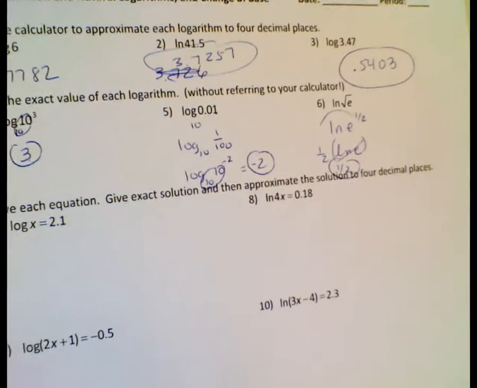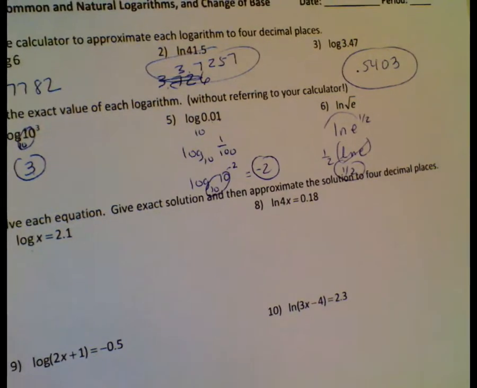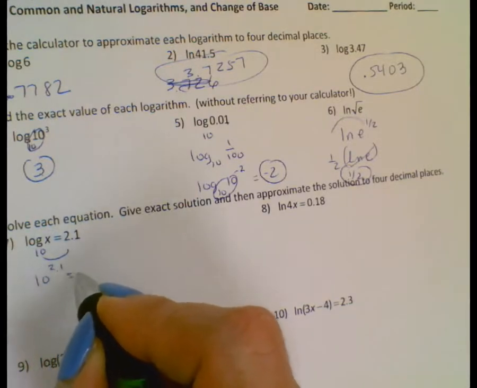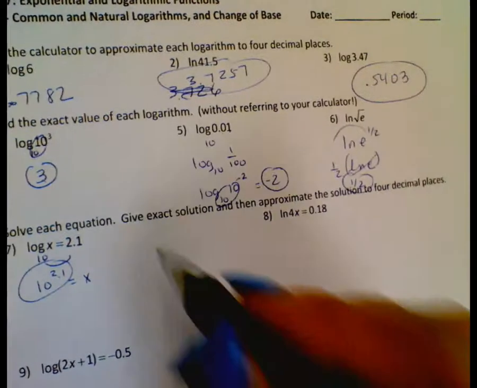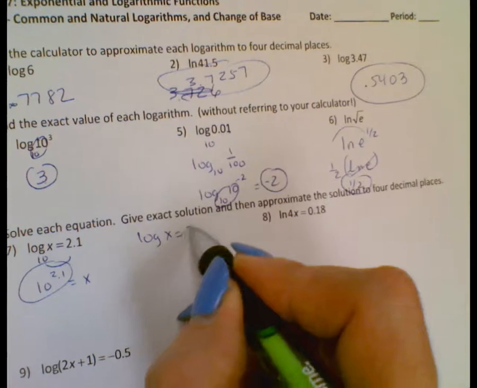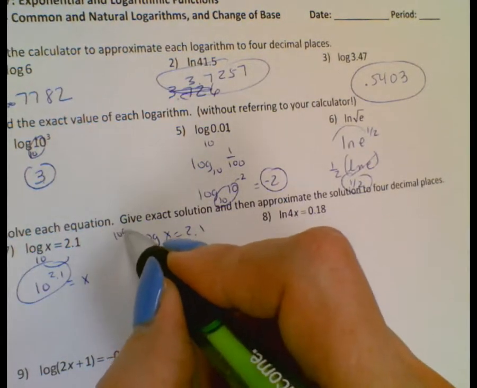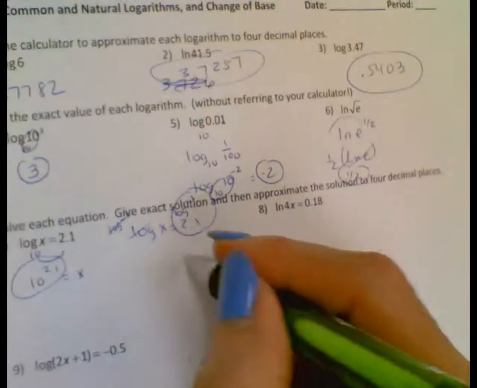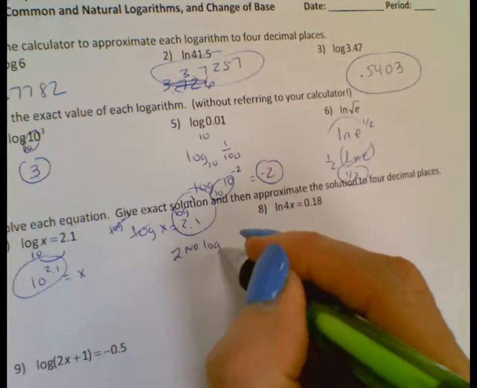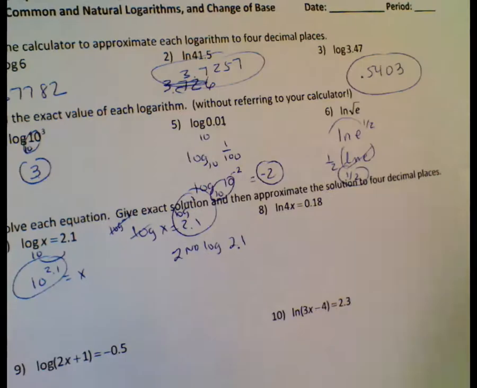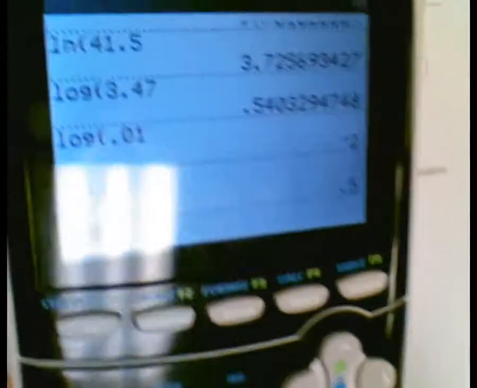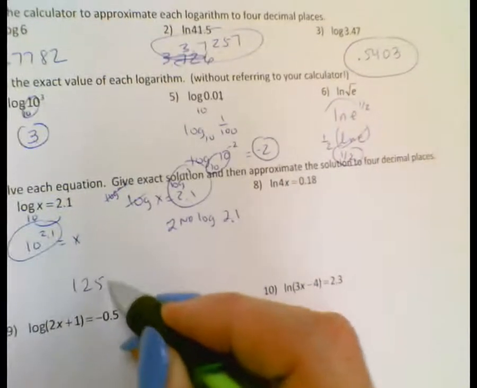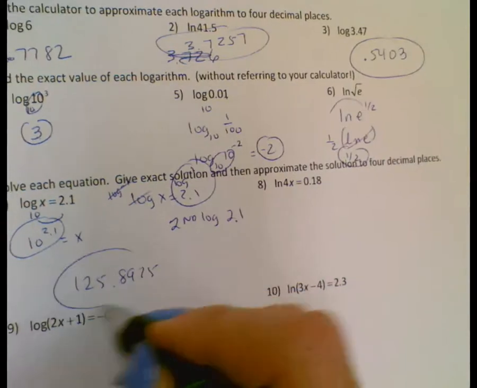Solve each equation, give exact solutions and an approximate solution to 4 decimal places. So if you do swoop, put a 10 in. It's 10 to the 2.1 equals x. Punch that in your calculator. Or if you want to do the inverse log, you press log inverse to get rid of it on this side and press log inverse here. So on your calculator, you'd press second log 2.1. But I'm just going to press in the 10 raised to 2.1. You get 125.8925.